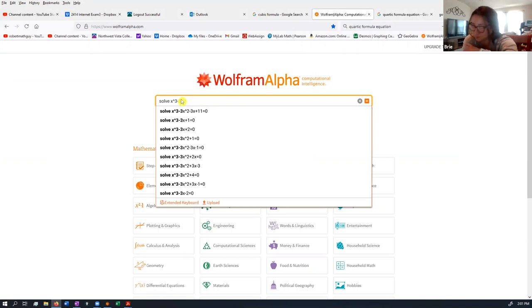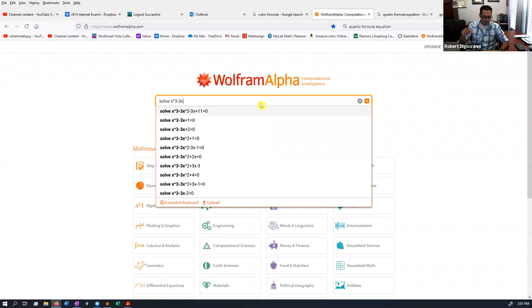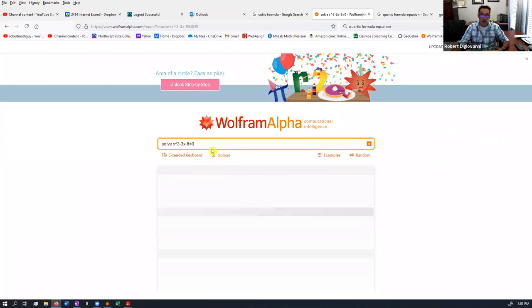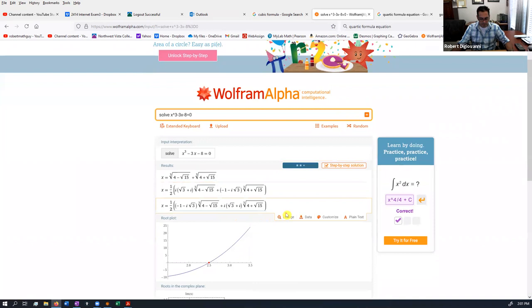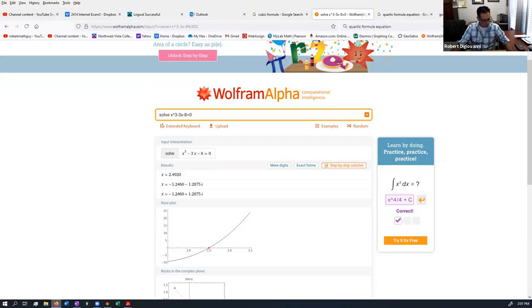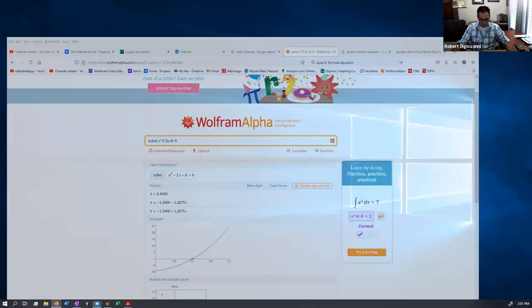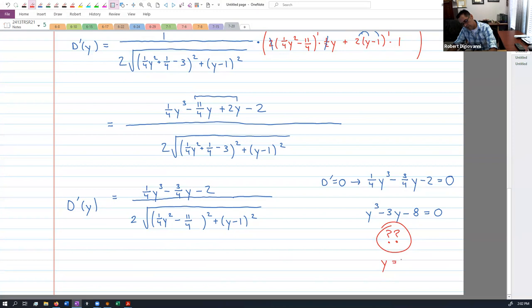It was y cubed minus 3y minus 8. So I'm having the computer do this for us, and I'm going to get it as decimals. The only real solution we get is 2.492. Y equals 2.492. Is there any way to do that in a regular calculator? Some calculators have solvers on them and they will solve them. But I can tell you that the way it solves it is what I'm going to show you in the next section. The way it does it.